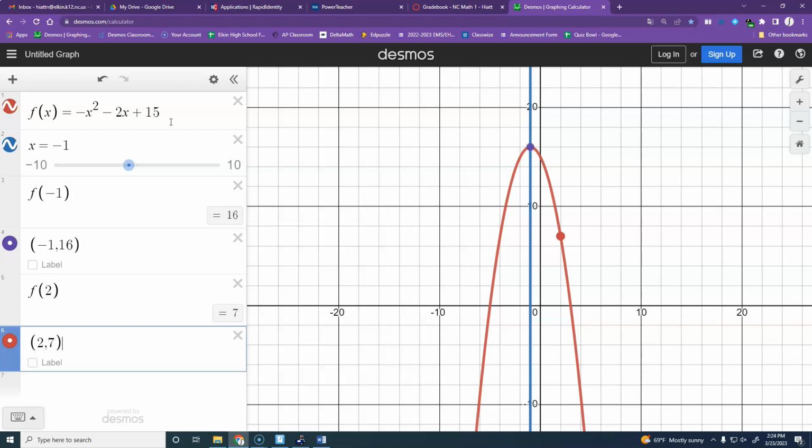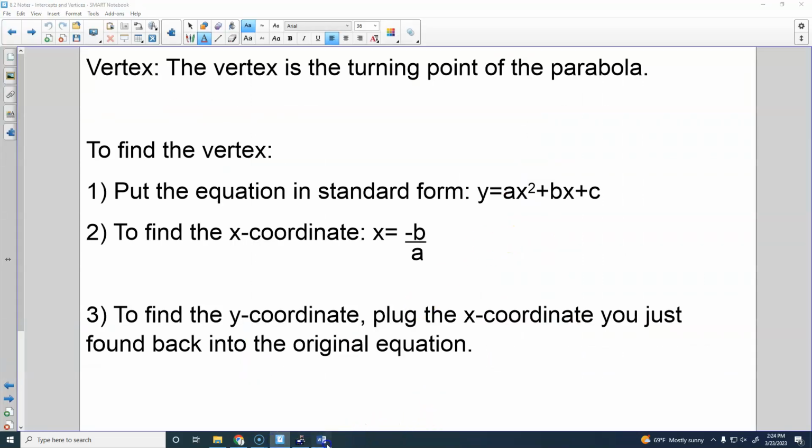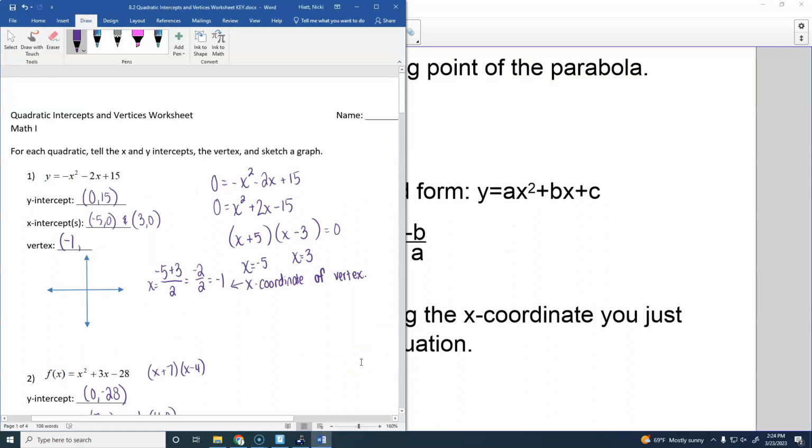You can plug in 1 and 2 and 3 and see what you get, and then graph those points, and it will help you for that. So what I can do here to find the y coordinate is I'm going to do y equals negative 1 squared minus 2 times negative 1 plus 15.